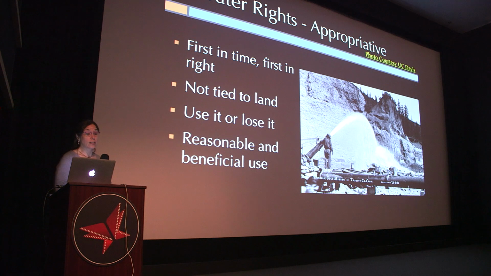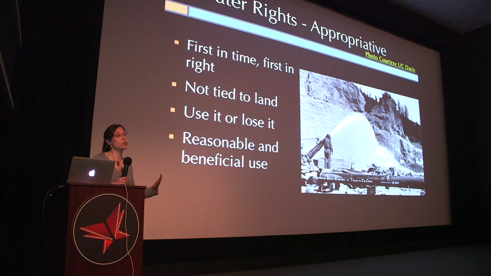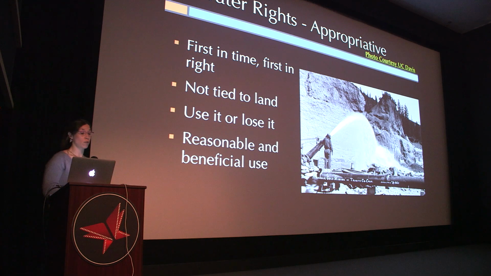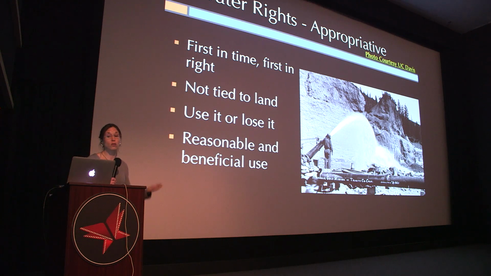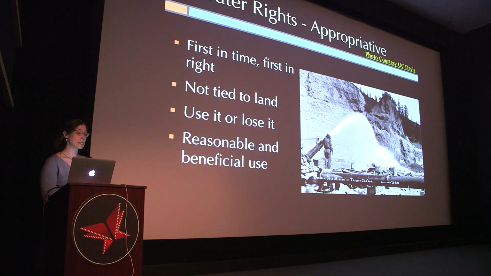So the key to this is that the water rights are not tied to the land, and that the senior rights holders, those who have appropriated the water first, have priority over the junior water rights holders. Also associated with it is a use it or lose it doctrine, which is if you do not demonstrate that you're using the water rights on a regular basis, you risk losing those water rights. And later, the California legislature in 1928 actually added to this a doctrine of reasonable and beneficial use, which basically prevents the waste of water.